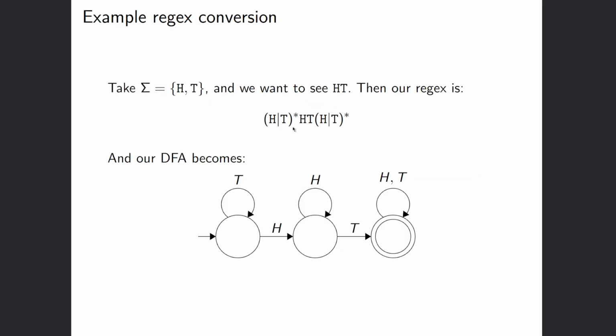So let's look at this example. Again, say sigma is H, T, heads and tails, and we want to see the sequence heads, tails. Then our regular expression is heads or tails any number of times, and then we have to see the sequence exactly heads, tails, and then no matter what, we just stay in the same state afterwards. So here we've got tails, we just stay in the same place; heads, same thing. This is exactly the same as the previous video in that example that we saw. And here, heads any number of times, we're going to stay in the same place. Then tails, we're going to continue over there. And heads, tails, any number of times, we're just going to stay in the same place. So this is the minimized version of the DFA that we get from converting the regular expression to the NFA and then NFA to DFA here.